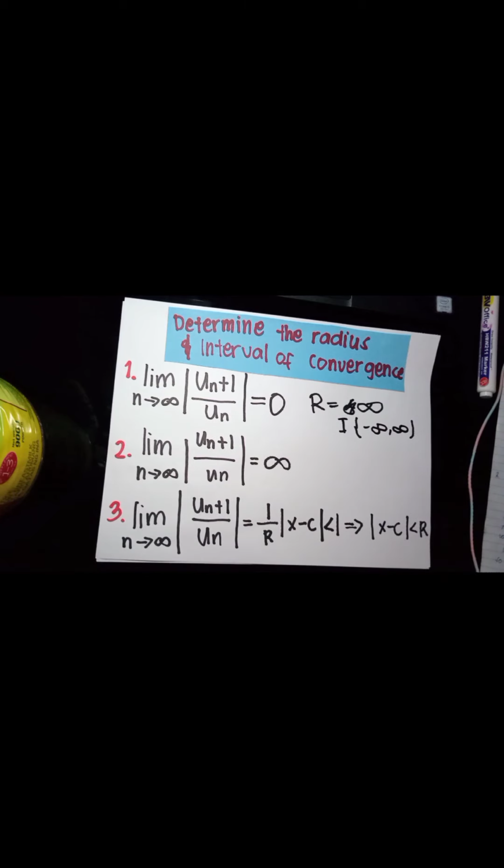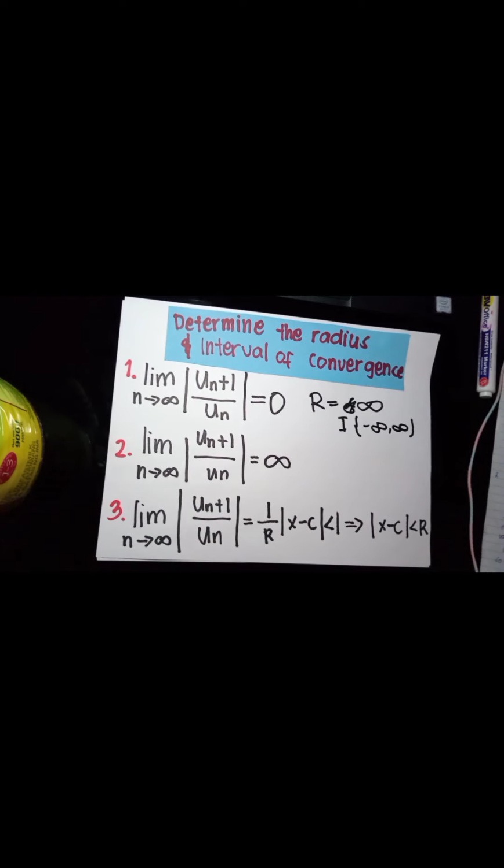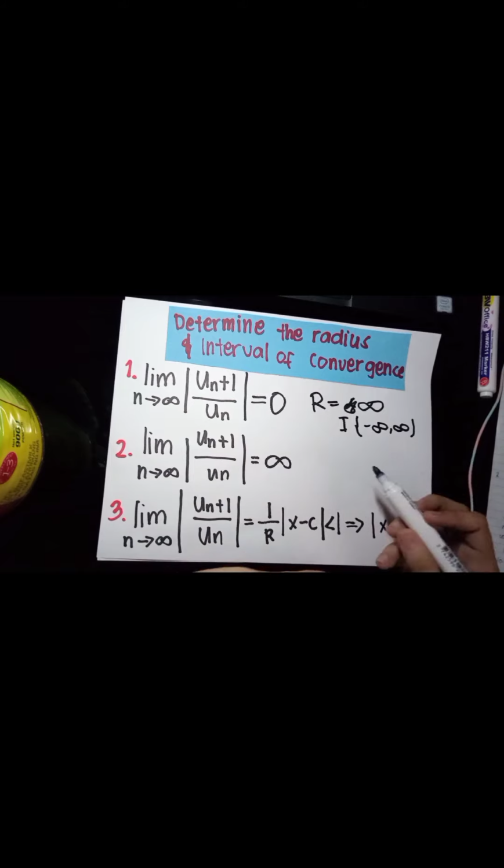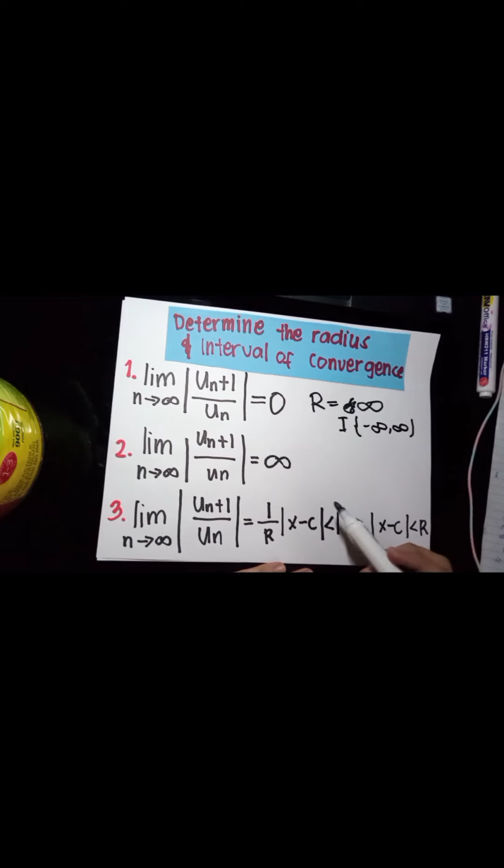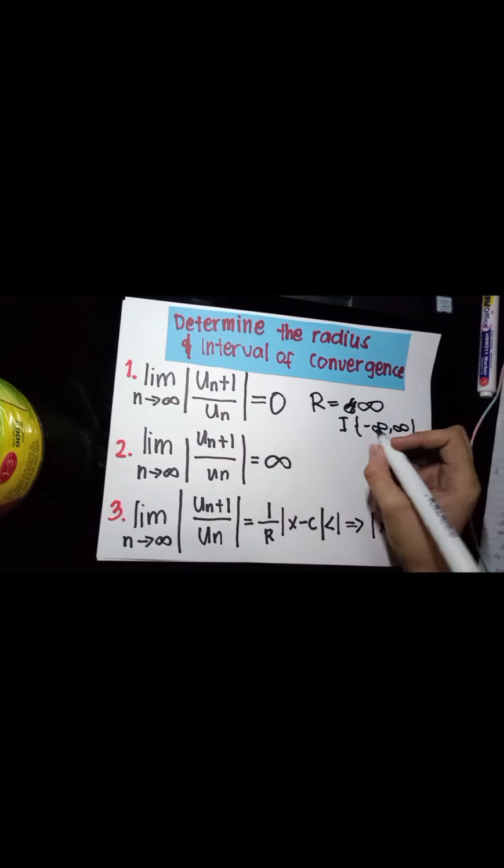Then, what if we do not get 0? What if we get infinity instead of 0? In order for a series to converge, the ratio test has to give you an answer that is less than 1. If it is greater than 1, or infinity, it means the series diverges for all x values, except for one particular x value. It will only converge when x equals c.